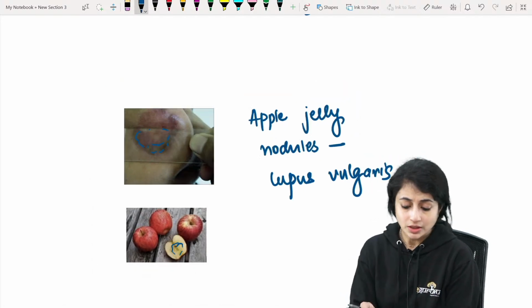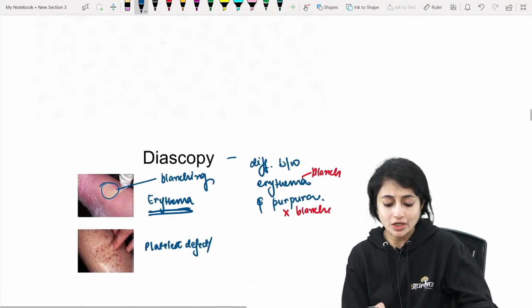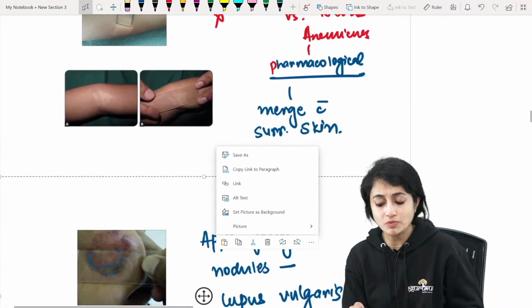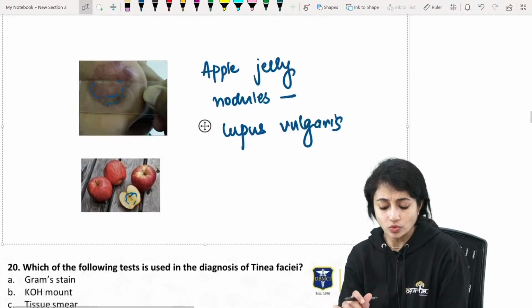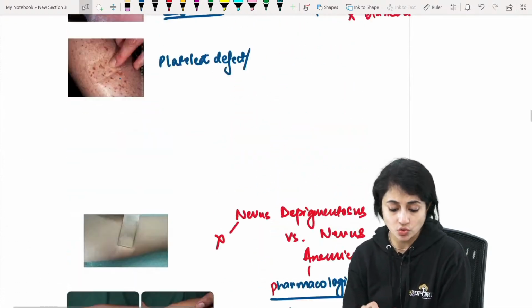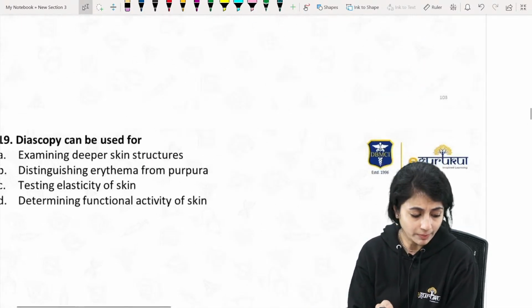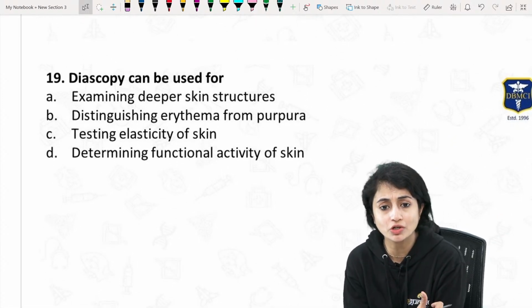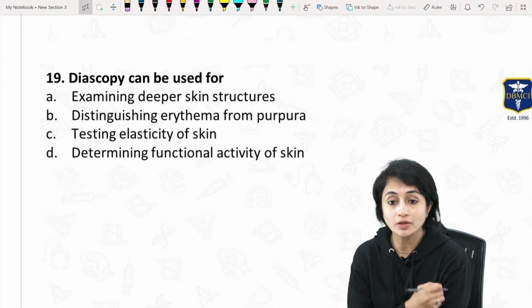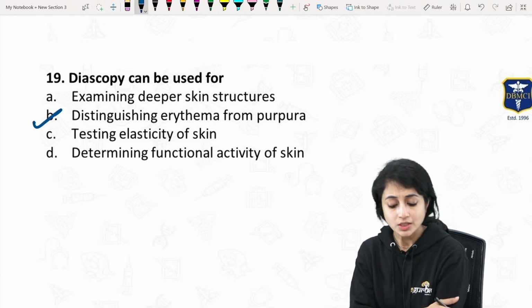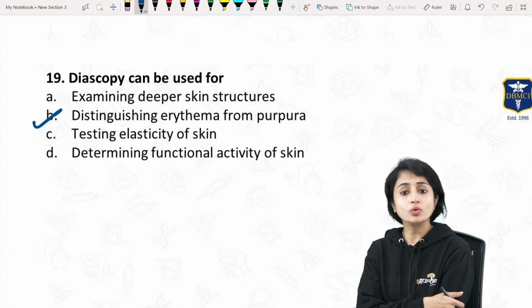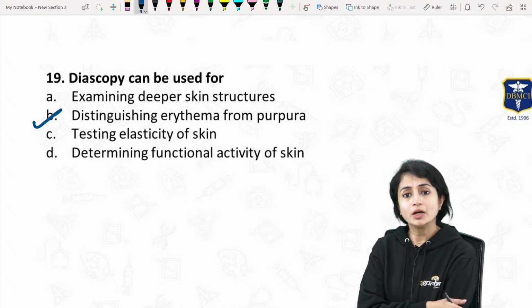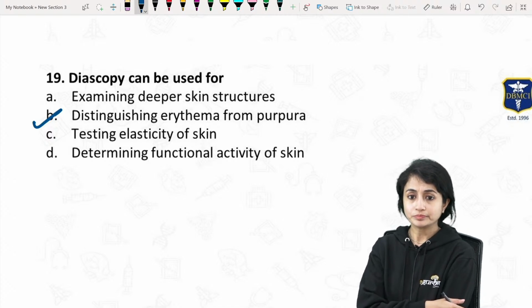So, these are the three major indications where I use diascopy: to differentiate between erythema and purpura, to differentiate nevus depigmentosus and nevus anemicus, and to look for apple jelly nodules. So, coming back to the question, can diascopy be used for examining deeper skin structures? No. Distinguishing erythema from purpura? Yes. Testing elasticity of the skin? No. And determining functional activity? No. So, it helps me distinguish erythema from purpura.